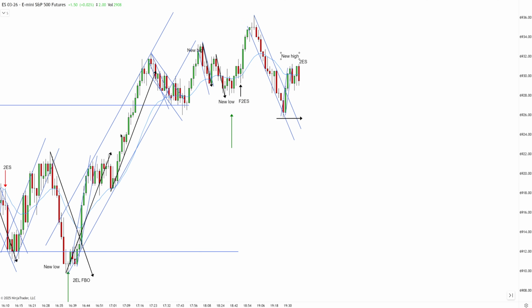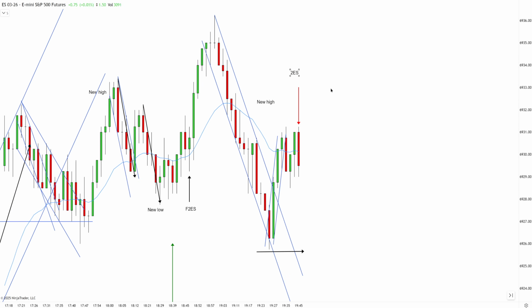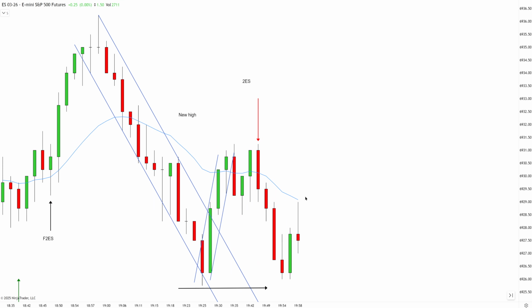This is a decent trade to consider. Second entry short, something like this. Can I get a lower high? You have a lower high here. But it's simply not full at the EMA with the body. And also notice you're very close to creating a double bottom.